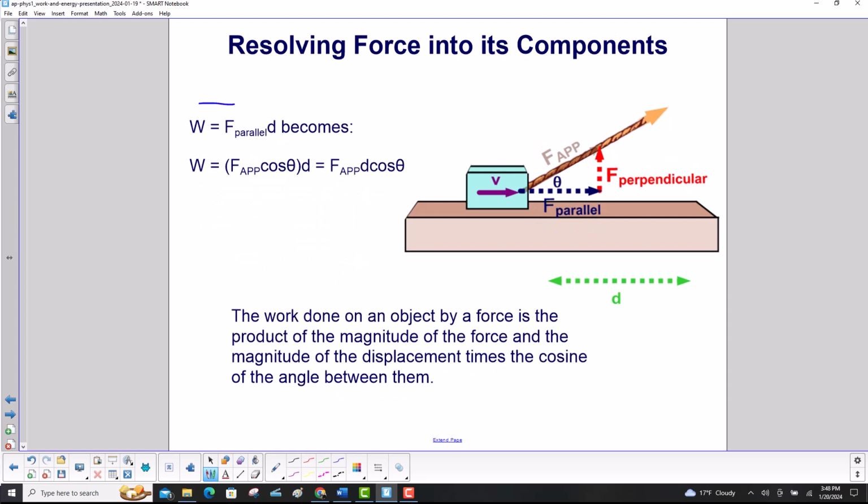So one of the equations we started off with was this, and actually F parallel was represented by this. But we can make that look a little cleaner because we only need this here, the applied force times cosine theta times d. Then we move d in front just so it doesn't get confused with the cosine. The work done on an object by a force is the product of the magnitude of the force and the magnitude of the displacement times the cosine of the angle between them.